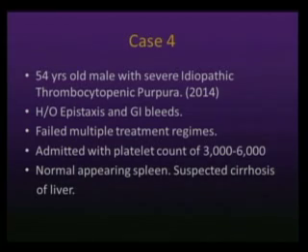Splenectomy is done next. History of epistaxis and GI bleeds, failed multiple treatment regimens, admitted with a platelet count of 3 to 6,000. That was his platelet count. Normal appearing spleen, suspected cirrhosis of the liver. Because he is so high risk and he had other abdominal surgeries done, surgeons did not want to do a splenectomy on him. So what is left is what we can help him with.